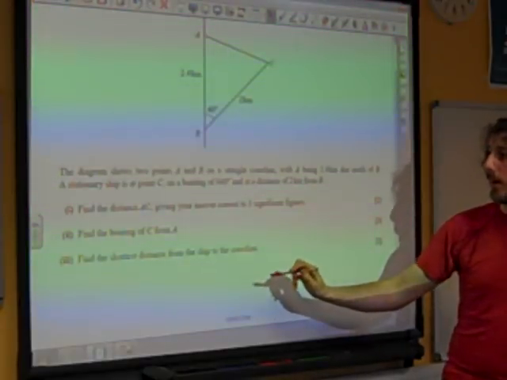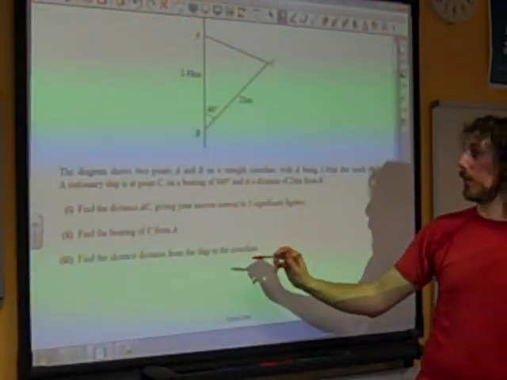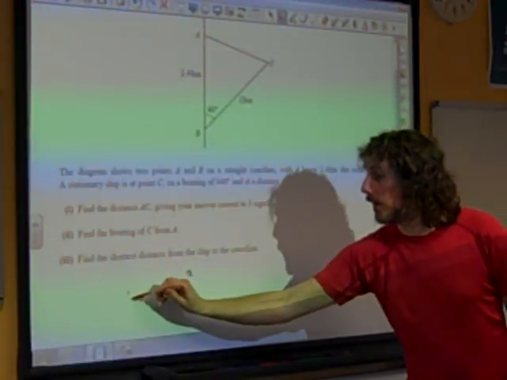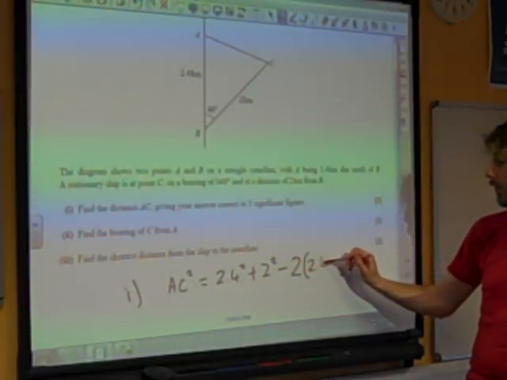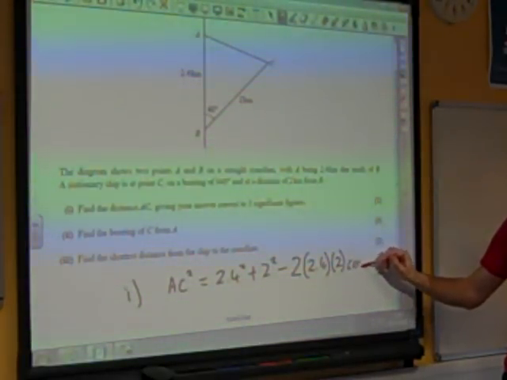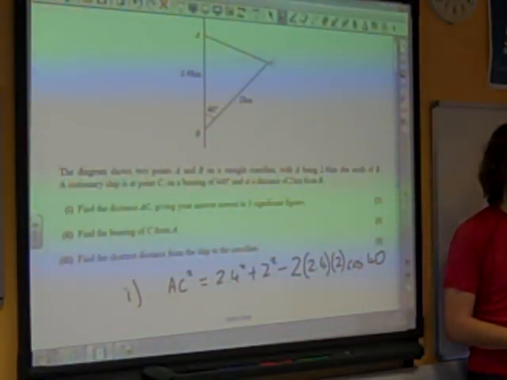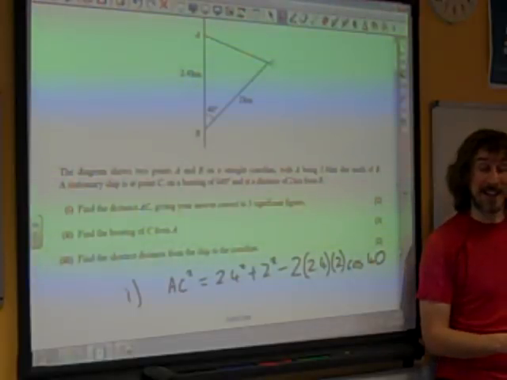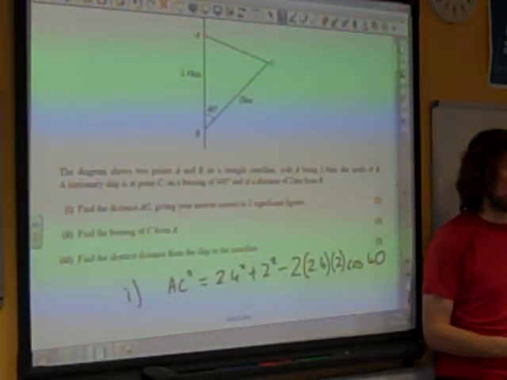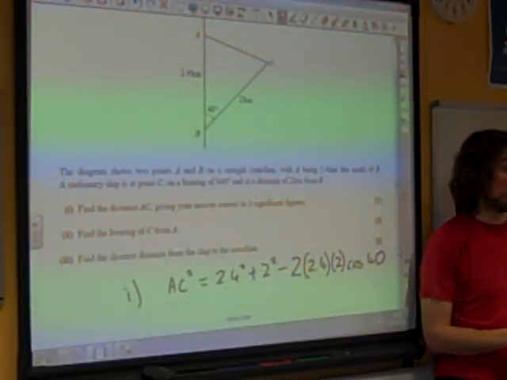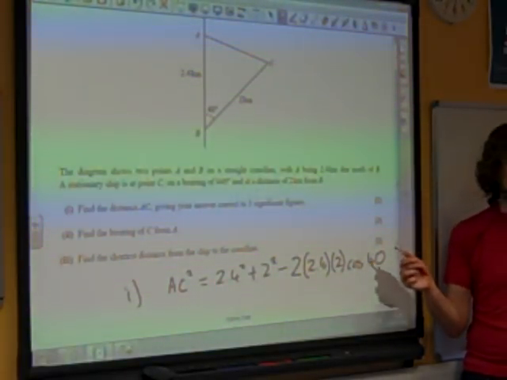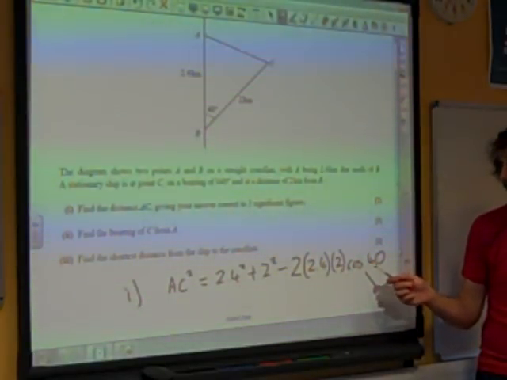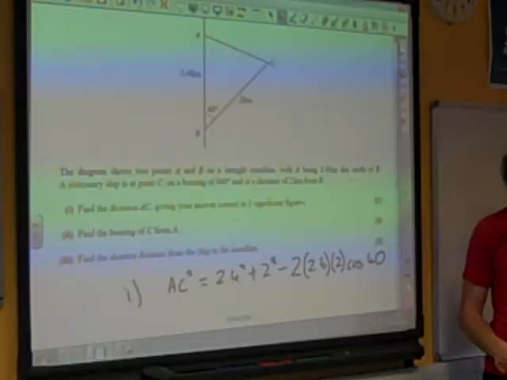It's on the formula booklet, even arranged in the right way. So AC squared is 2.4 squared plus 2 squared minus twice 2.4 times 2 times the cosine of 40. Of course, the first question didn't involve sine, cos or tan, but you may have been tempted to put your calculator into radians mode. You need to make sure that you turn your calculator back into degrees for this one.